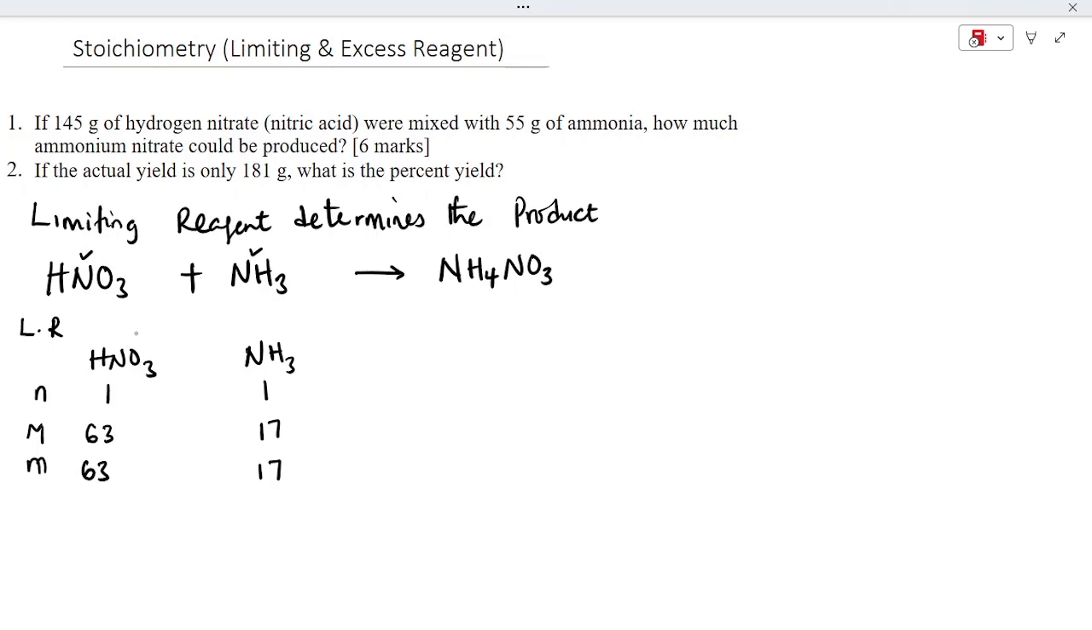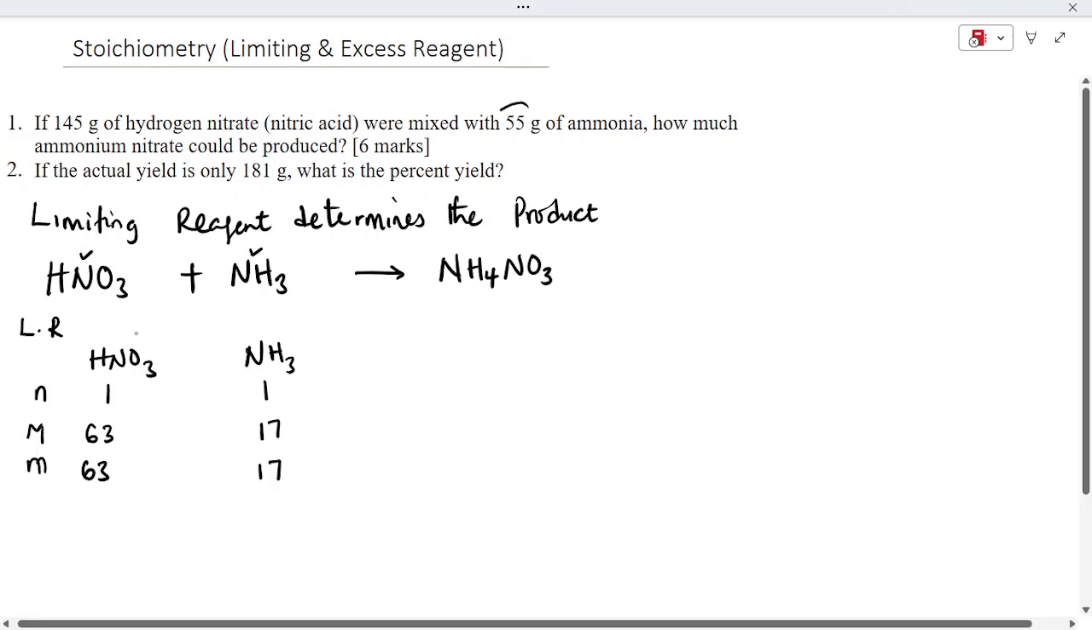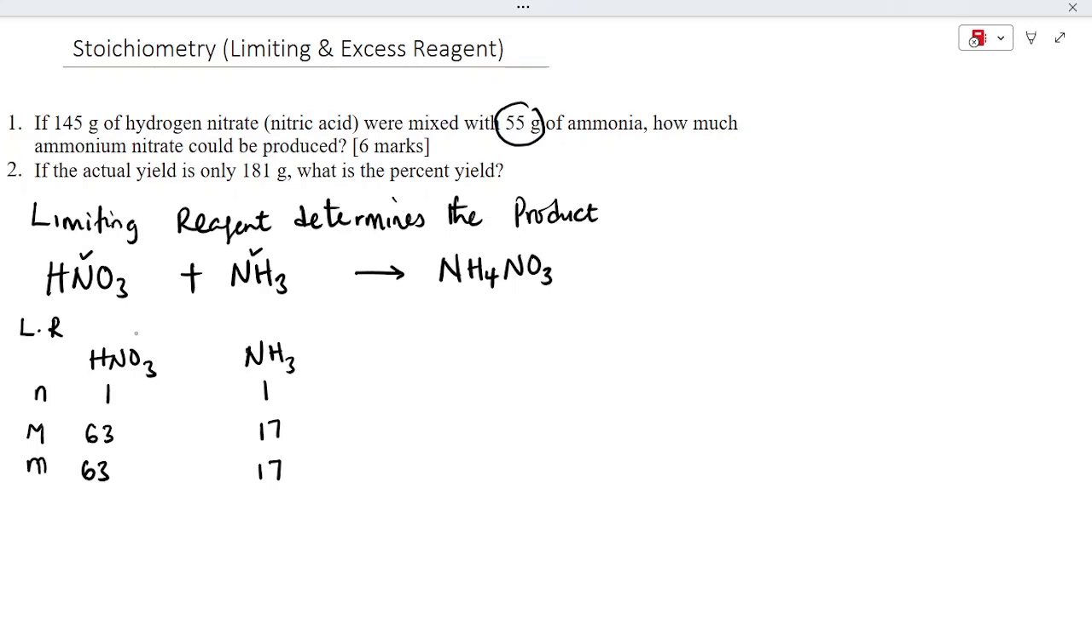So we are now going to ask ourselves again, what is the limiting reagent? How do we do that? Behave as if you don't have the information of one of them. I always like dealing with the first one I was given, which is 145 grams of nitric acid in this case. But you can choose to use 55 grams of ammonia. Either way you do it, you will always get the same answer. So the question now becomes: 145 grams of nitric acid, how much ammonia did it really require?